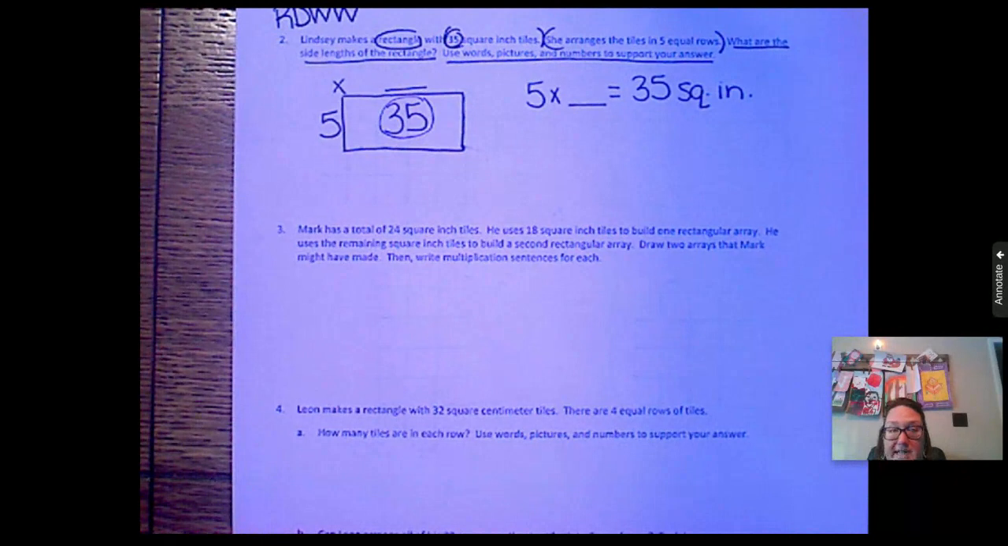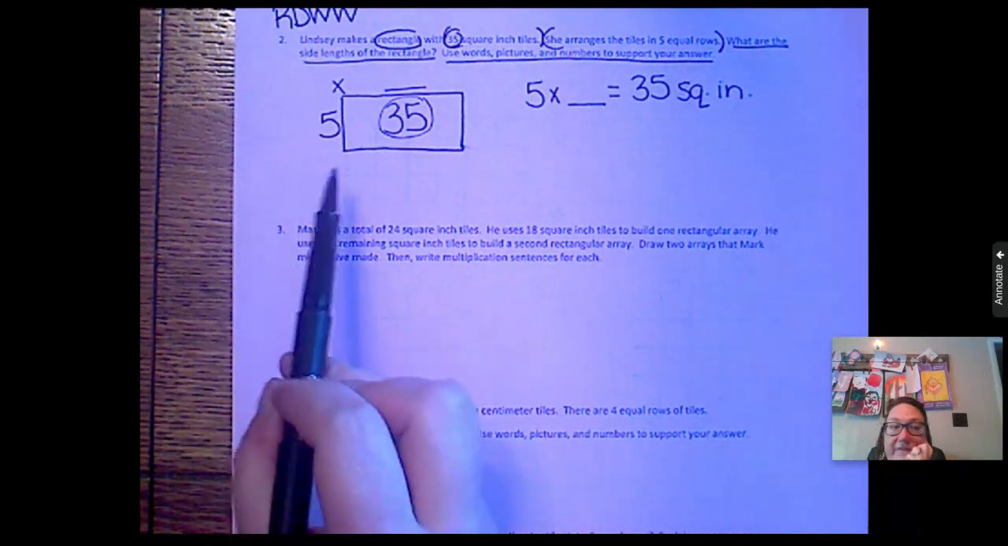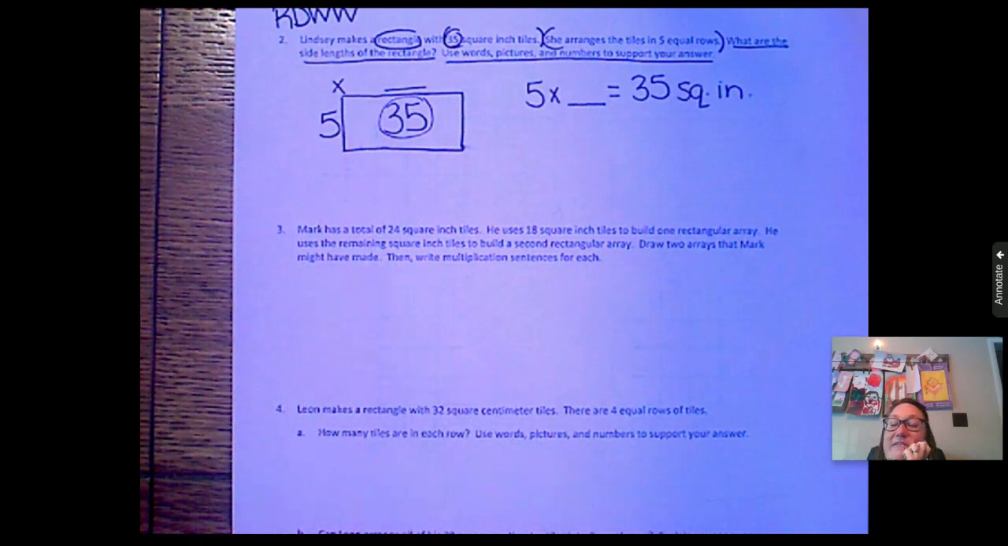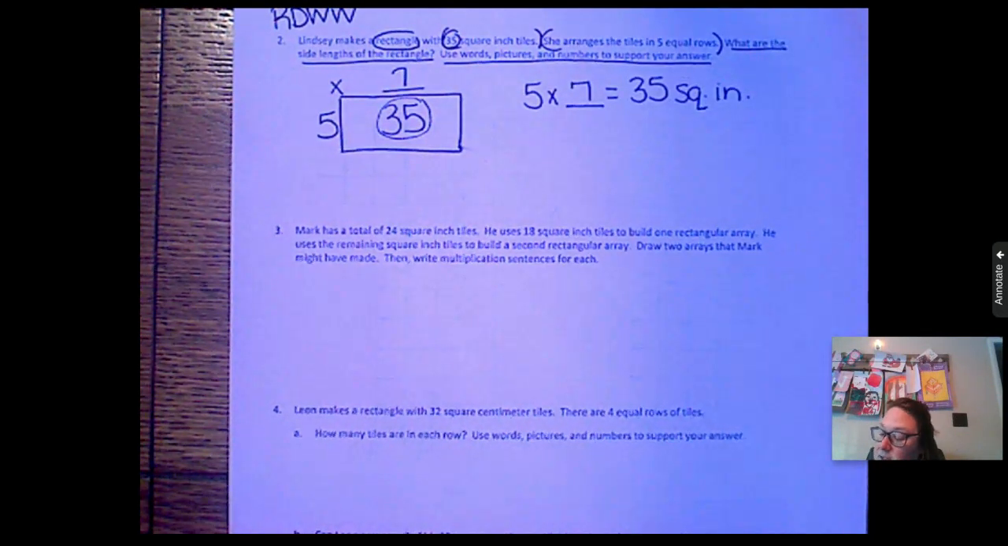So maybe you already know the answer if you know your facts like that. If not, how could we solve this? We can count by fives until we get to 35. Ready? So even if you know, count with me, okay? Counting fingers ready? Here we go. 5, 10, 15, 20, 25, 30, 35. So what's that missing side length? 7. So I can put that up there. And here too, 5 times 7 equals 35.